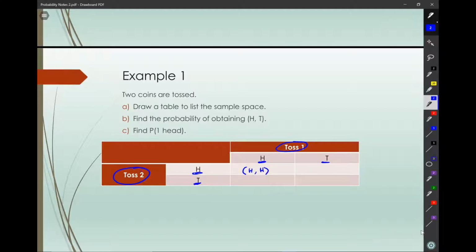And then over here in this cell, on toss 1 we got a tail, but then on toss 2 we got a head. Here on toss 1 we got a head, and on toss 2 we got a tail, and then in this box both options were tails. Okay, that's how we use an array for a two-step experiment.